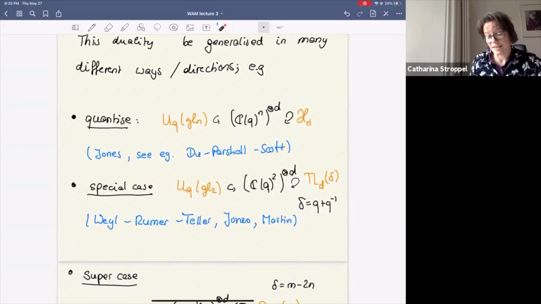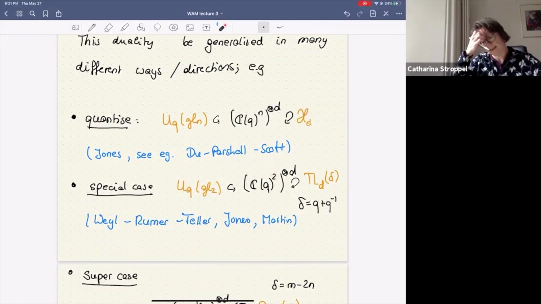And as a special case of this, we saw in the exercises that the Temperley-Lieb algebra is a quotient of the Hecke algebra if you put for delta this special parameter Q plus Q inverse. And so I make this Hecke algebra smaller, and then on the other side, I can act with the corresponding quantum group still, for GL2 in this case.